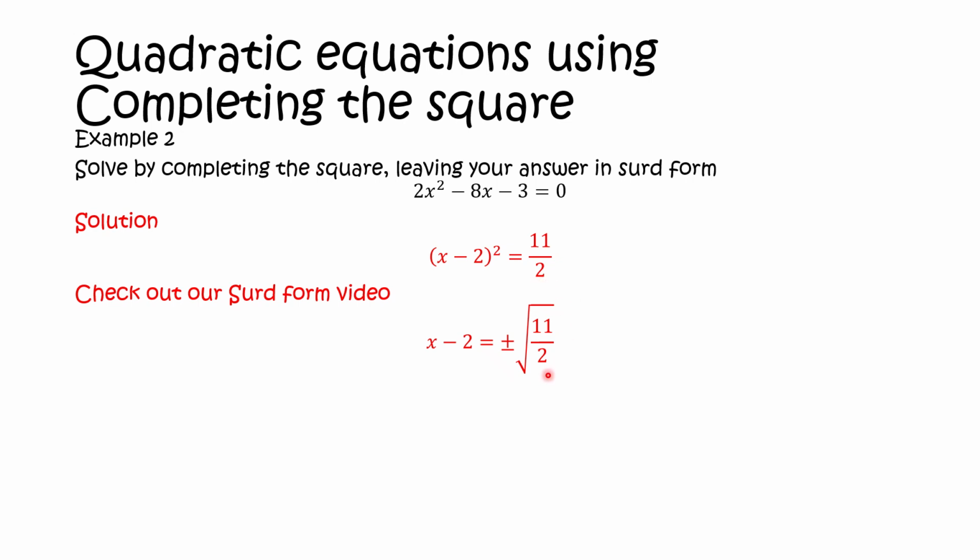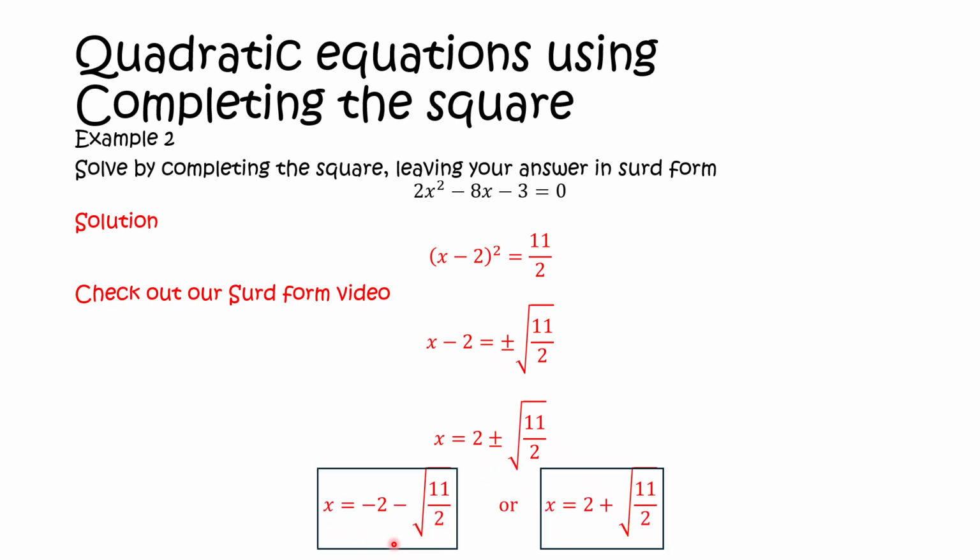So we would have x minus 2 is equal to plus or minus the square root of 11/2. Moving the 2 on the left-hand side to the right-hand side, we are going to have that. And separating our solutions, the negative one from the positive one, we would get that.